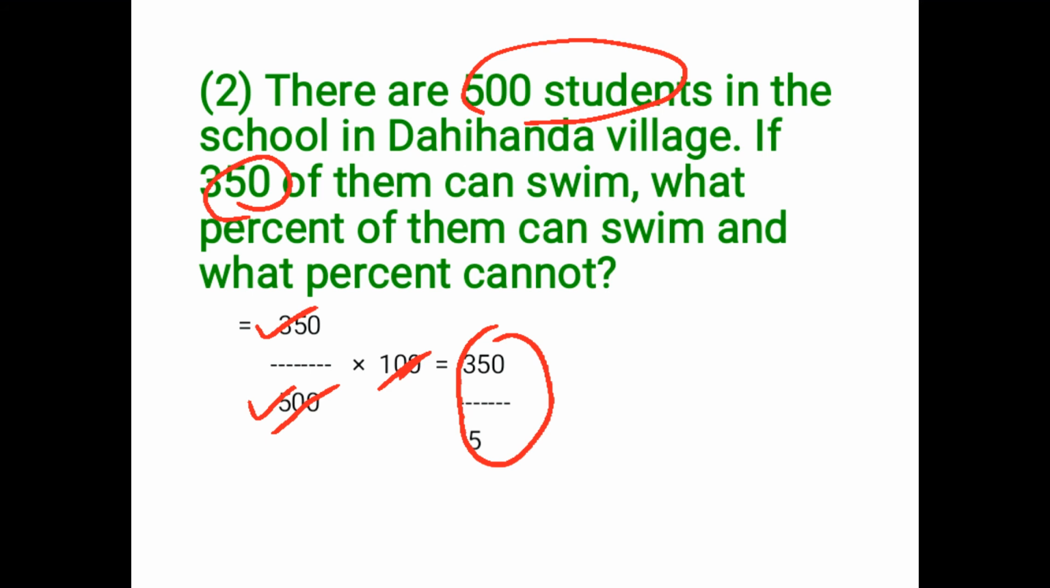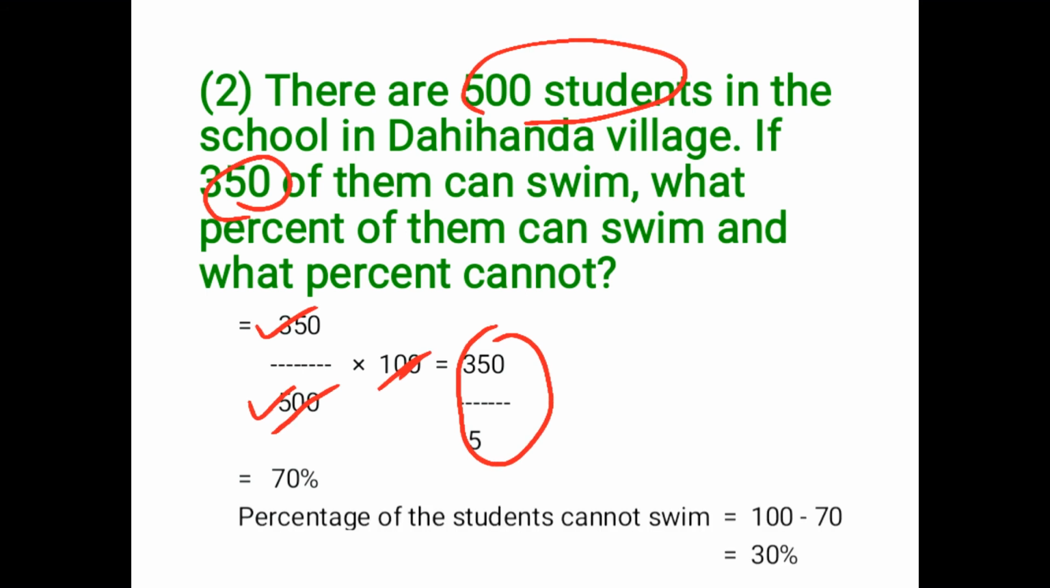Then the two zeros you have to cancel here. Then you will get 350 upon 5. So afterwards, when you divide 350 upon 5, 70% is coming. Now the percentage of students who cannot swim, you can also find.